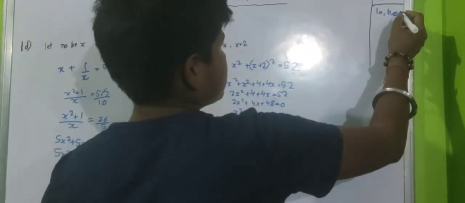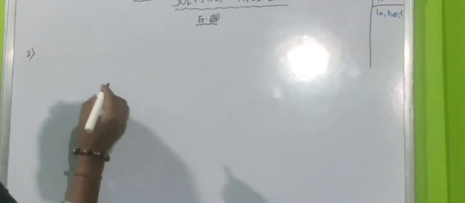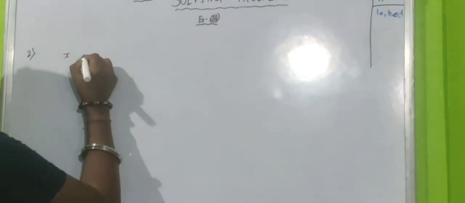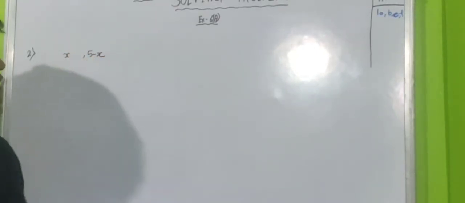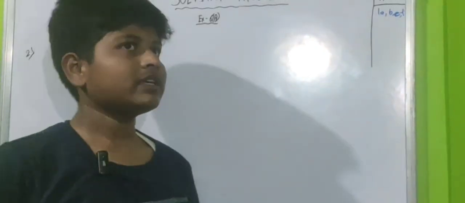Friends, part F is also homework. Now friends, in solving question number 2, it is said in the question that there are two numbers which differ by 5. So one is x and another will be 5 minus x. It can also be x plus 5 or 5 plus x.